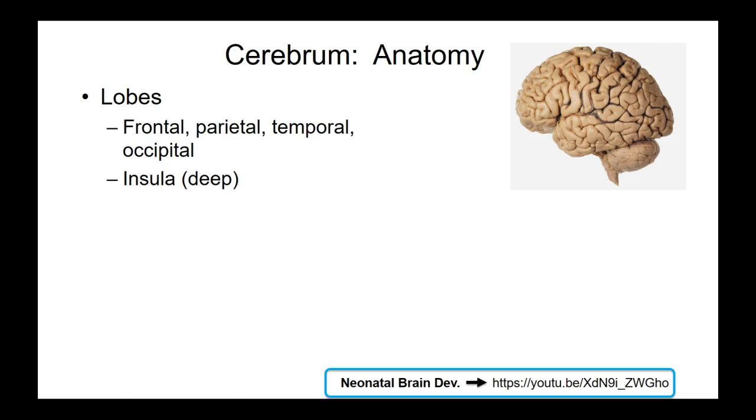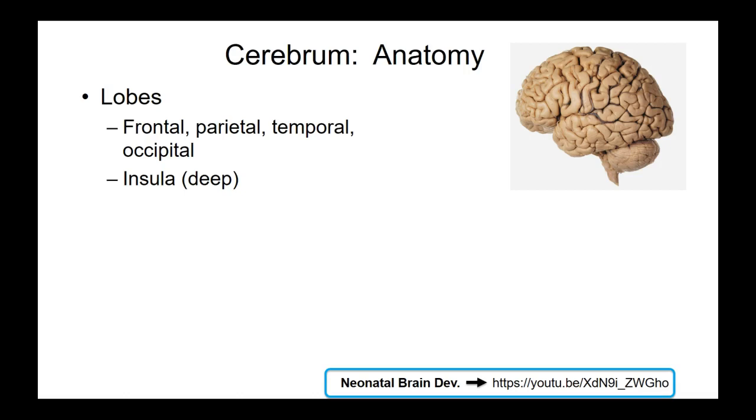So the cerebrum, the anatomy, the cerebrum is going to be really this outer portion of the brain. Okay, the outer portion of the brain. You can see here that there's an inner portion, the deeper portion of the brain. Okay, and I'm going to show you guys, and then we'll take a break.